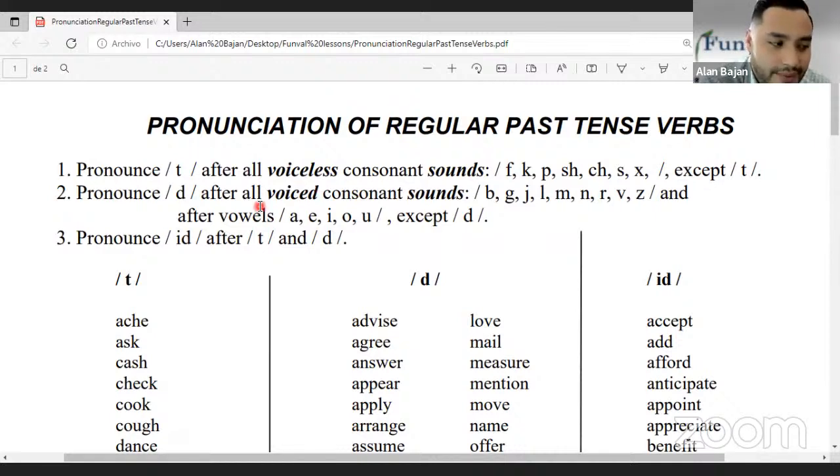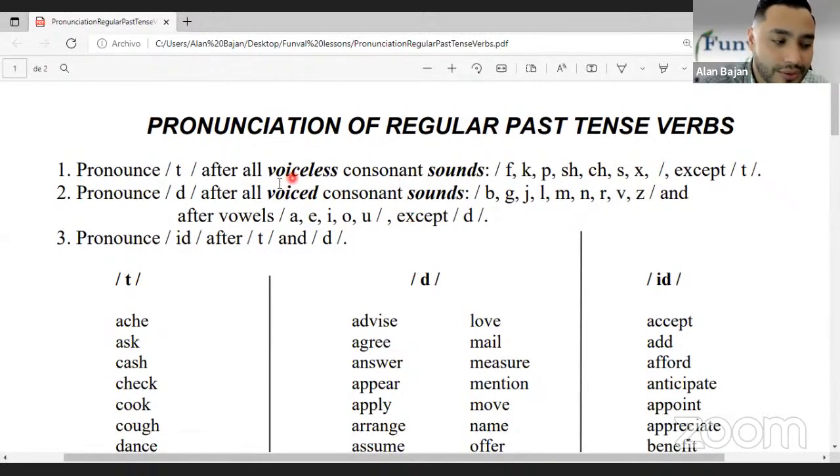Cuando el verbo en su forma original termina con un sonido abierto de una consonante, a voiced sound, se pronuncia con D en pasado, con D.